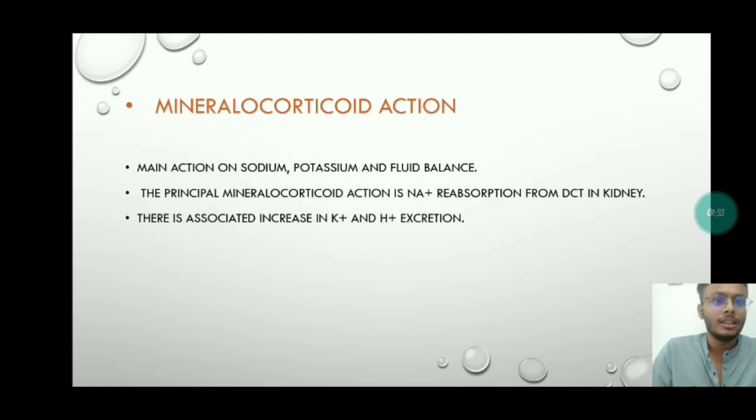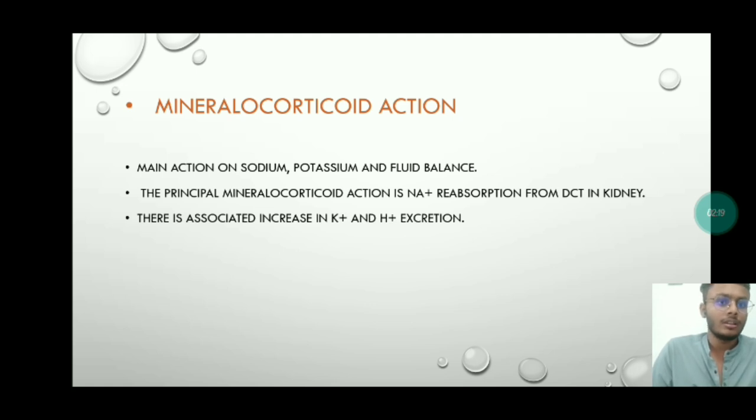So let's see the mineralocorticoid actions. The mineralocorticoid's main action is on sodium, potassium and maintaining the fluid balance. The principal mineralocorticoid action is sodium reabsorption from the DCT in the kidney. This reabsorption of sodium is associated with excretion of potassium and H plus ions.